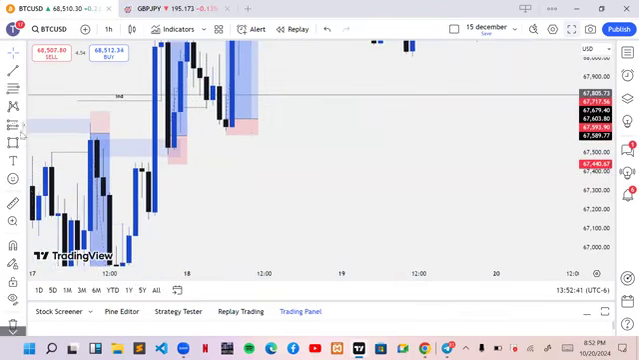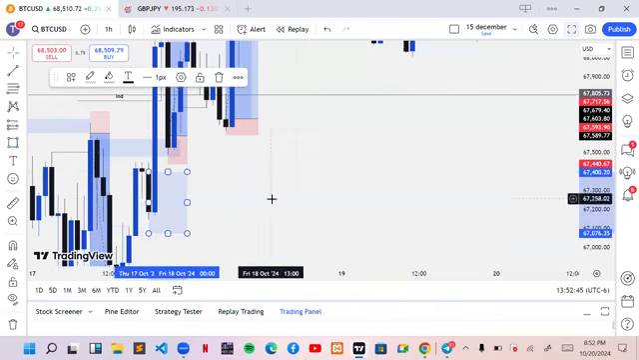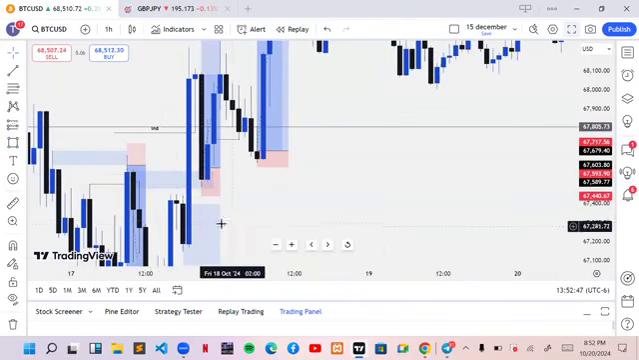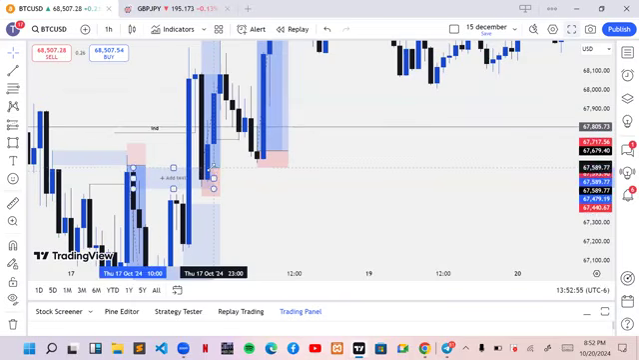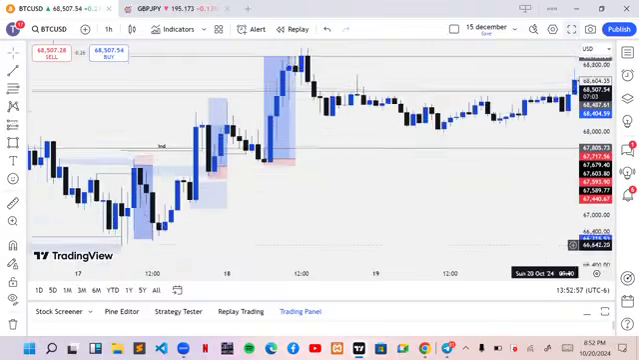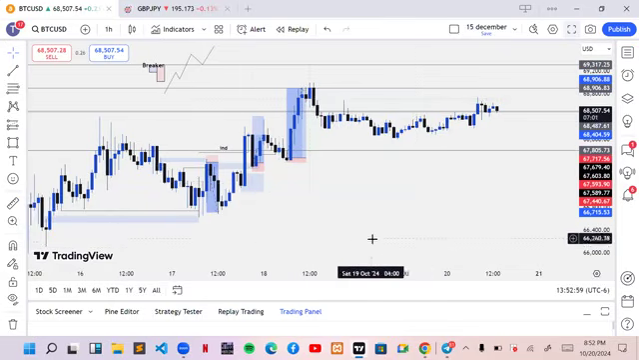There's another block down here, but at the same time, there's a breaker block up here. The reason I did not pick this other block as my entry was because this breaker block is closest to the inducement the market made right here. That was why I took this trade from this breaker block. And then, as you can see, it hit TP.